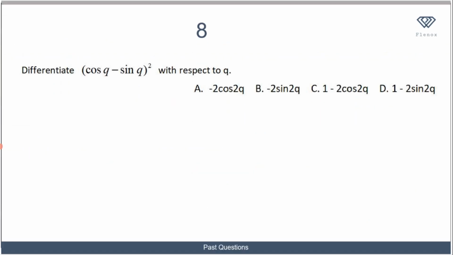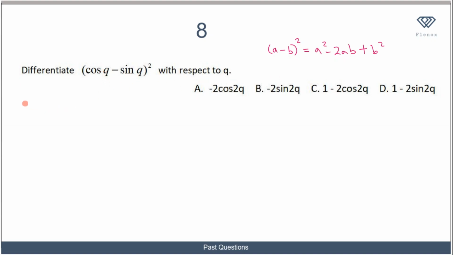In this question, we are told to differentiate (sin q minus cos q) minus sin q, all squared, with respect to q. So what I'm going to do first is try to expand this, and if you remember, like I explained in the previous three or four examples, when you have something like (a minus b) squared, it's the same as a squared minus 2ab plus b squared. So I can apply that to expand this expression.